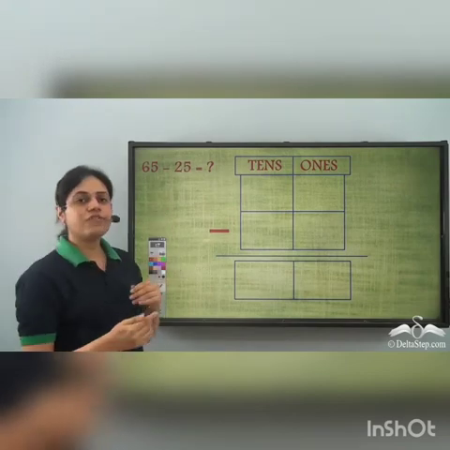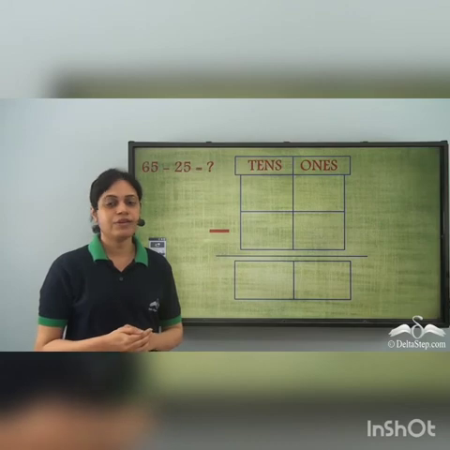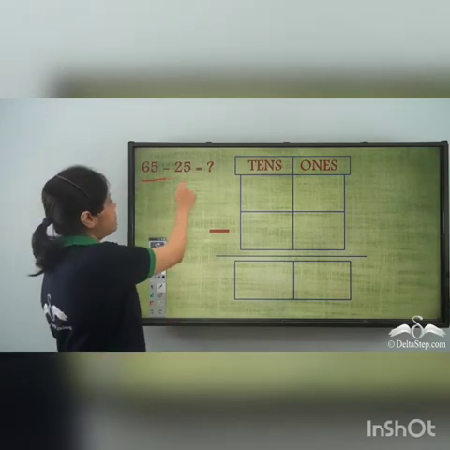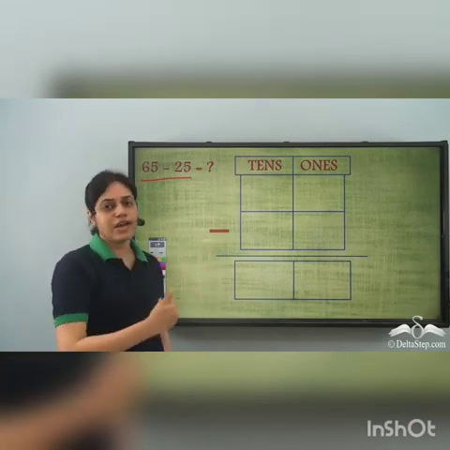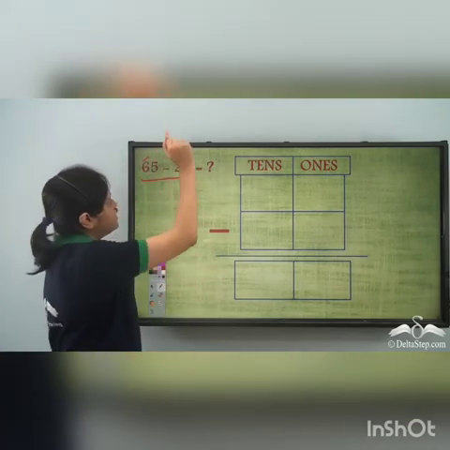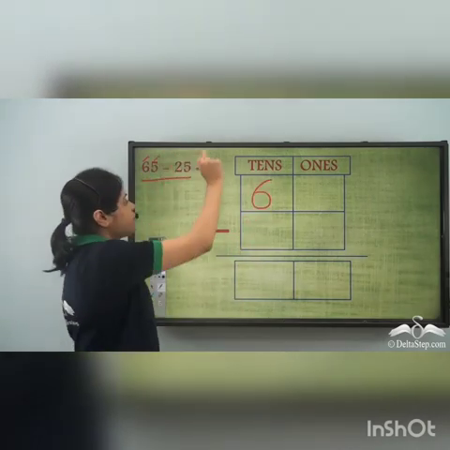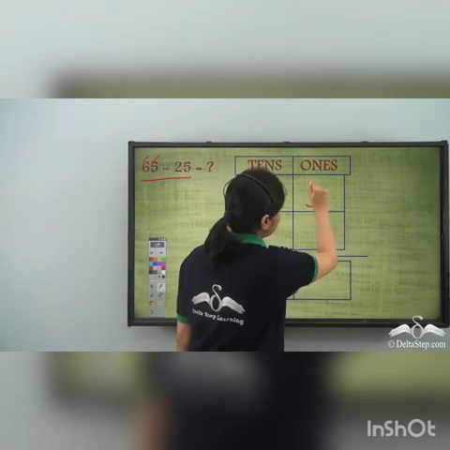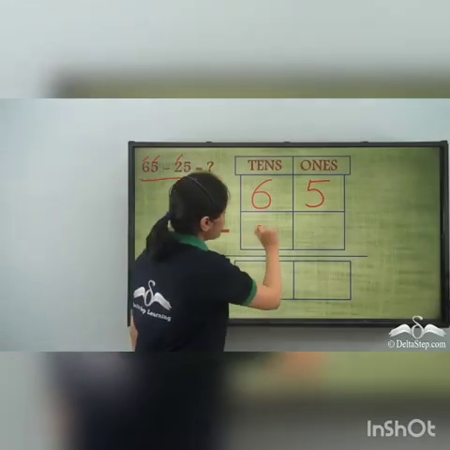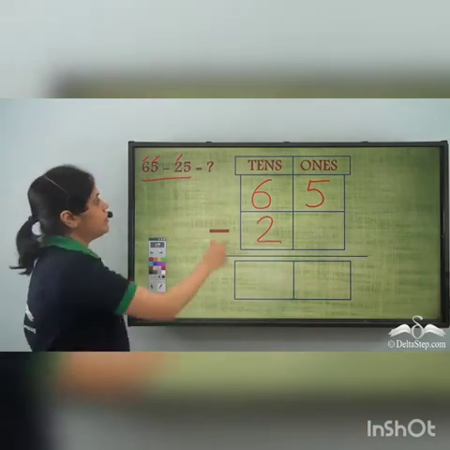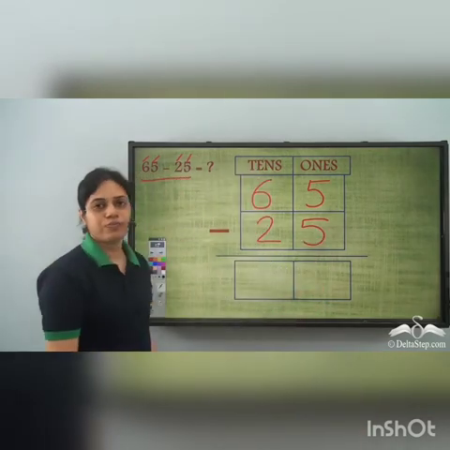So try out this one on your own and see whether you can get it correct. Well, we have 65 minus 25. So let's put the digits in their rooms. 6 of 65 goes to the tens room. 5 of 65 goes to the ones room. 2 of 25 goes to the tens room. 5 of 25 goes to the ones room.